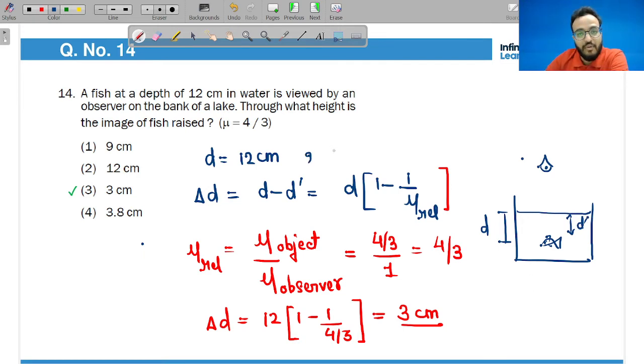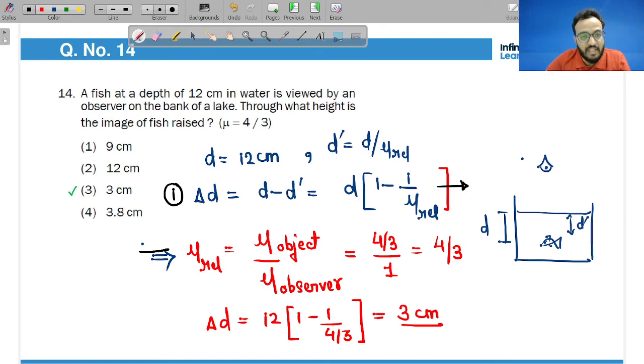Okay, what is D dash? D dash will be D by mu relative. And what is mu relative? It is mu of object upon mu of observer. That means refractive index of the medium in which the object is kept upon refractive index of the medium in which the observer is kept. Now let's begin with step number 1. So step number 1 is, what is delta D? It is D minus D dash, right? Then D becomes D into 1 minus 1 by mu relative. This is understood.